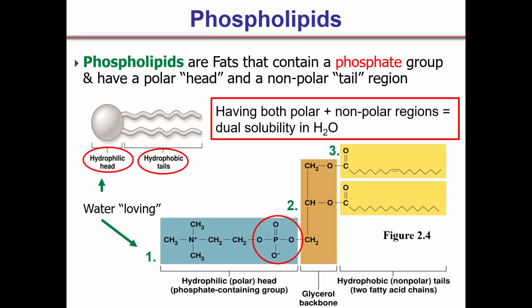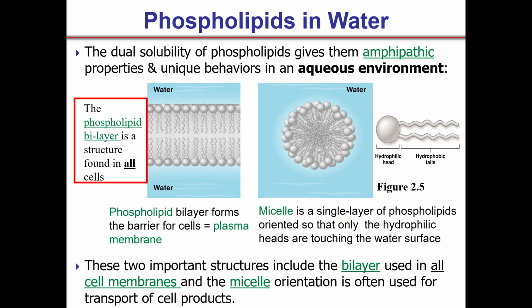If we go ahead and look at the space filling diagram of these molecules, we have 2 formations. When you put an amphipathic molecule, amphipathic meaning dual solubility, in water, they spontaneously orient themselves into either a bilayer. Over here on the left, you see 2 rows and water on either side, kind of like what a cell membrane barrier does. You have water inside the cell and water outside of the cell bathing the cells.